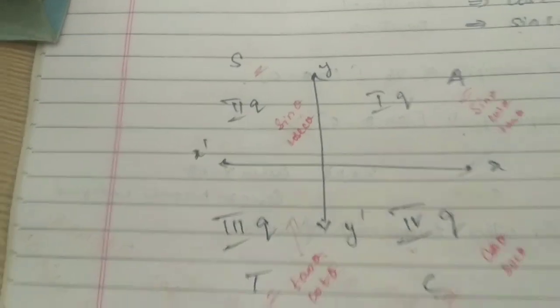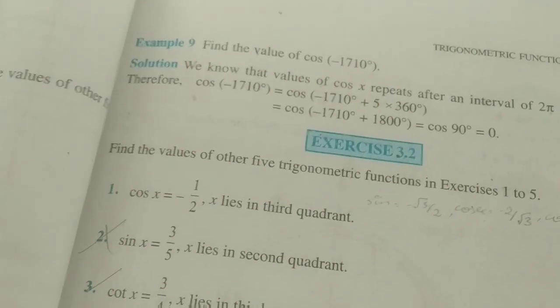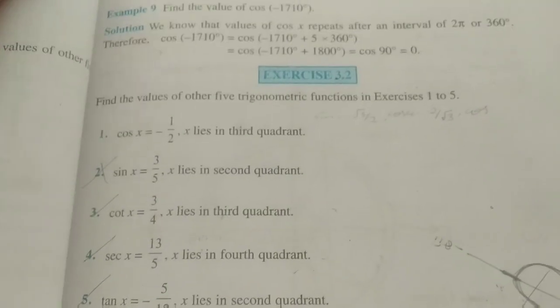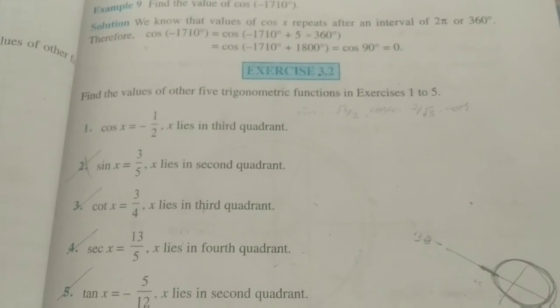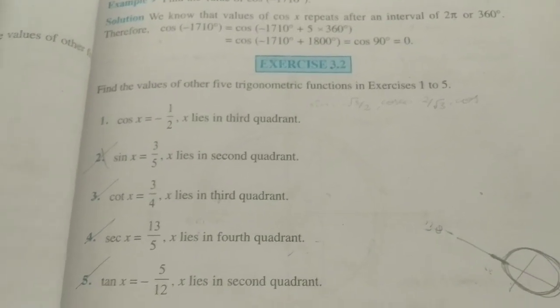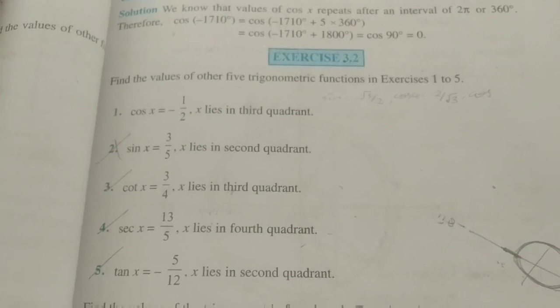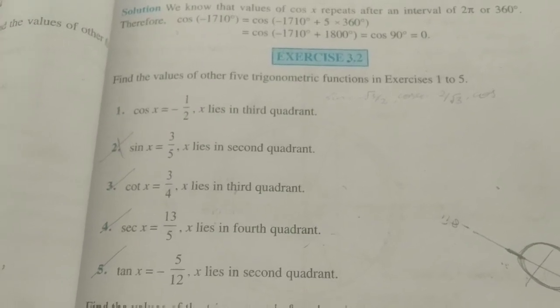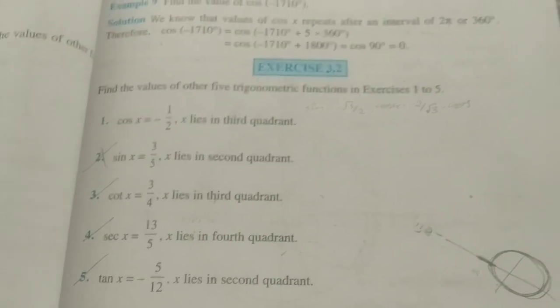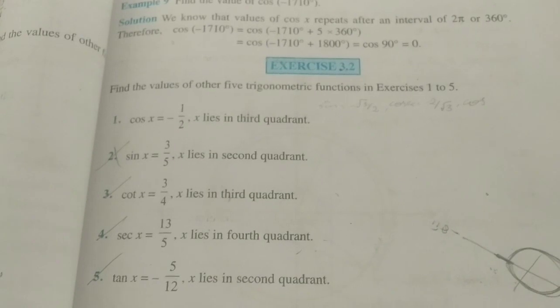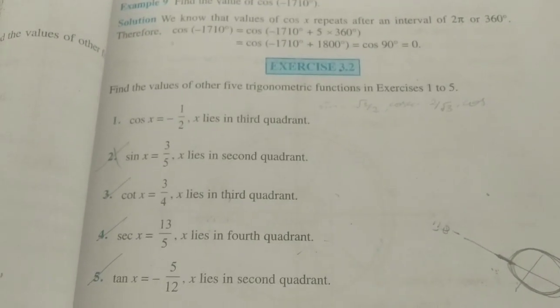Let us move on to exercise 3.2. The first sum is: find the values of the other 5 trigonometric functions, in exercises 1 to 5. That is, from the first sum to the fifth sum you need to find the other 5 trigonometric functions. The first question is cos x is equal to minus half, where x, that is theta, the angle, lies in the third quadrant. If it lies in the third quadrant, all silver teacups, therefore tan and cot are positive, so here cos is negative.